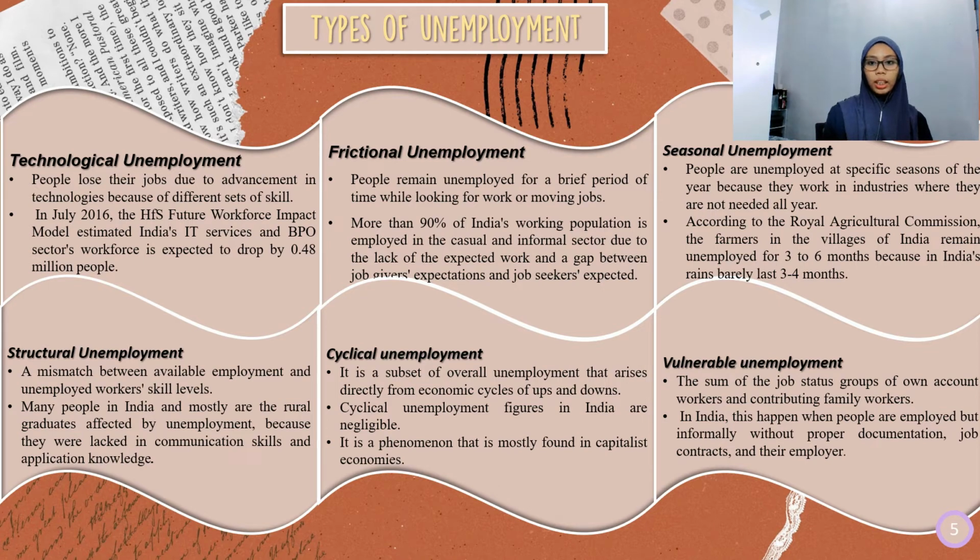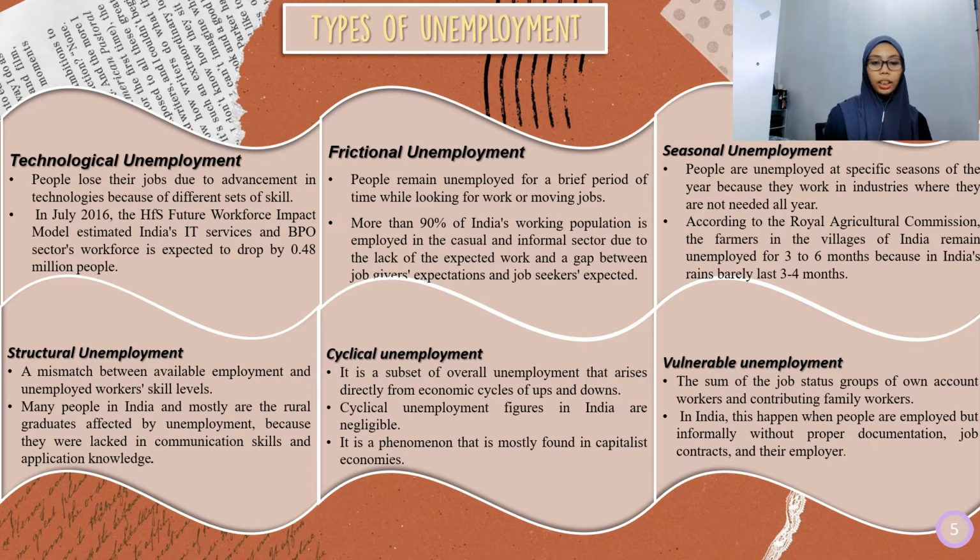Seasonal unemployment happens because people are unemployed at specific seasons of the year. In India, the rain barely lasts for 3 to 4 months, and because of this, the farmers in the villages of India remain unemployed for that period. Structural unemployment is caused by a mismatch between available employment and unemployed workers' skill levels. In India, most of the rural graduates are affected because they lack communication skills and application knowledge.